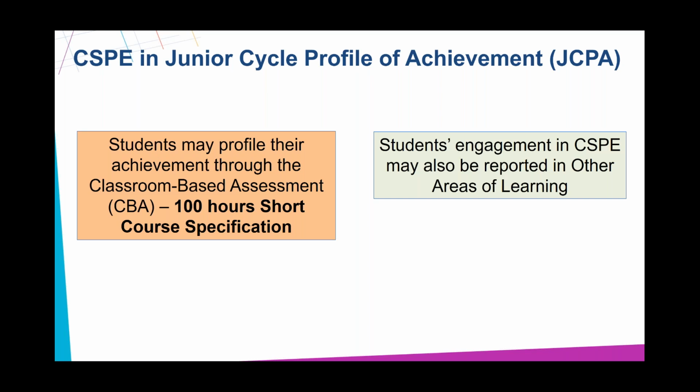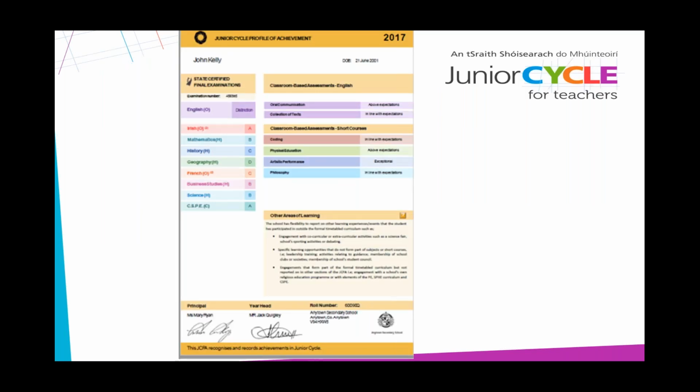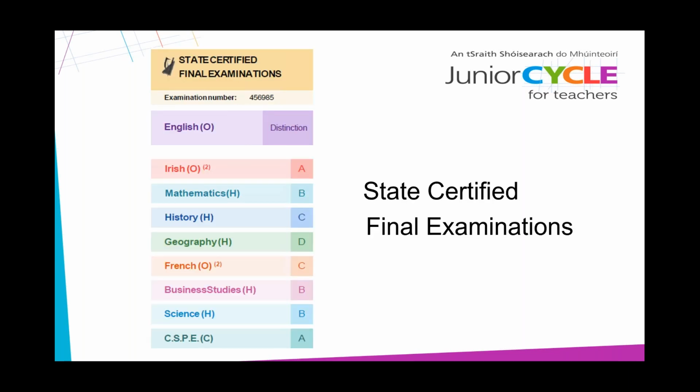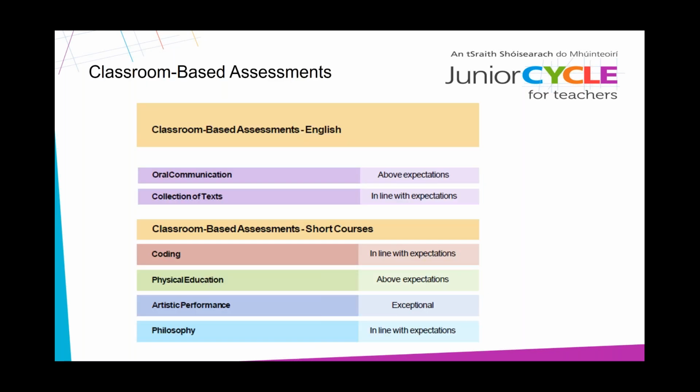So if we just have a look at the junior cycle profile of achievement, hopefully it will make things a little bit clearer. So this is what your overall junior cycle profile of achievement, or JCPA, will look like. Down the left-hand side, we have our subjects that are studied. On the right-hand side at the top, we have classroom-based assessments in your various subjects. Underneath that is your classroom-based assessment short courses. And at the bottom on the right-hand side is your other areas of learning. So this is your subject place here with your grades. Then we have our classroom-based assessments for our subjects and our short courses. So CSP would be recorded in the classroom-based assessments for short courses.